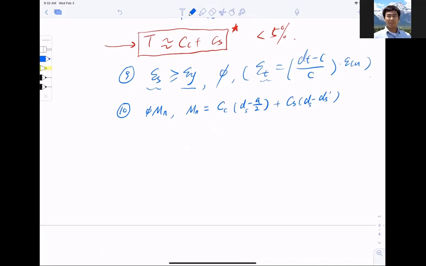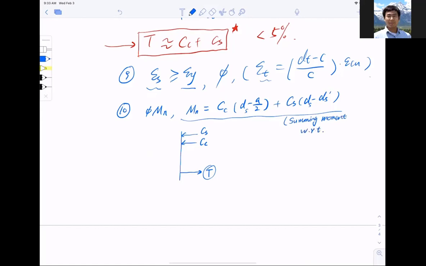All right, so let's talk about this equation. Why does this change? Now think about the internal forces. I end up with concrete compression Cc and steel compression Cs. Usually Cs is higher than Cc. I also have a tension force T here. Now the lever arm distance: what I'm trying to do is sum the moment with respect to tension.